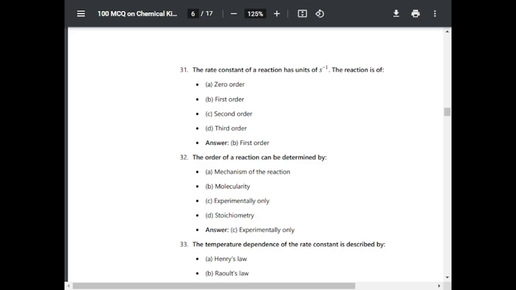Stoichiometry. The order of a reaction can be determined by: option A, mechanics of a reaction; option B, molecularity; option C, experimentally only; option D, stoichiometry. So the correct answer is C, experimentally only. Option C is correct. The order of a reaction is determined experimentally only.